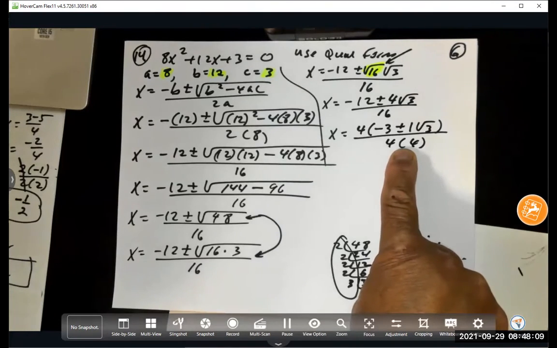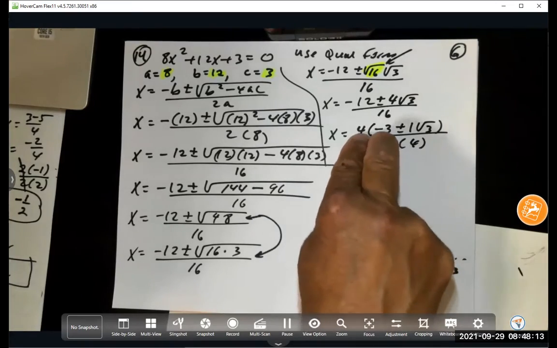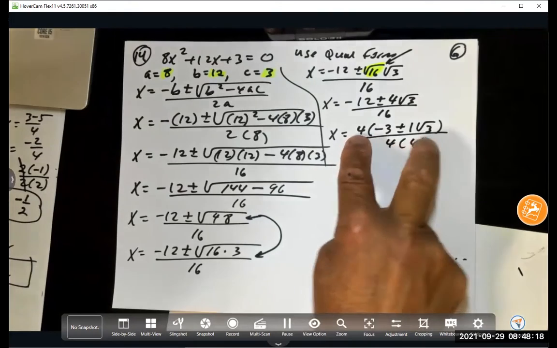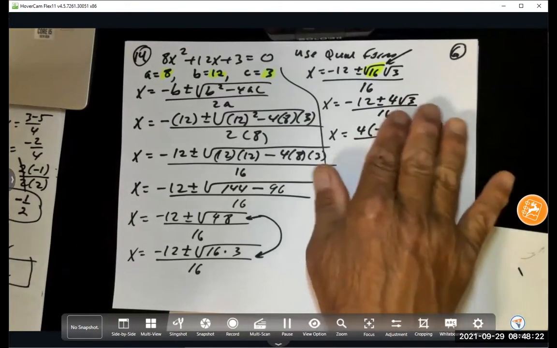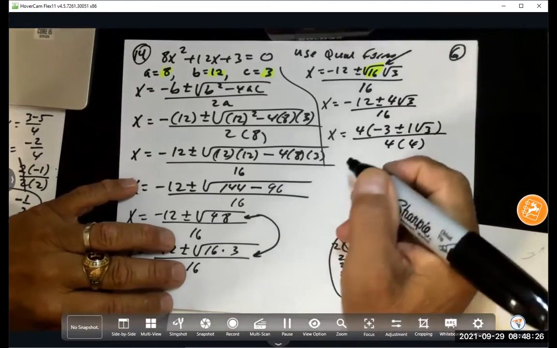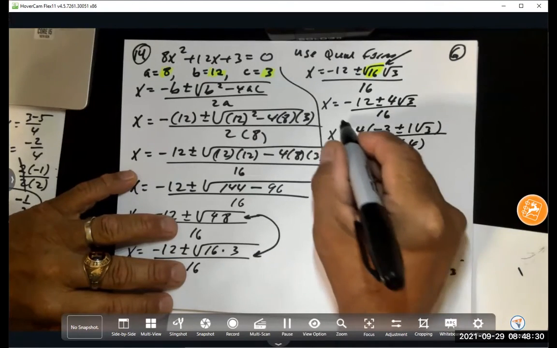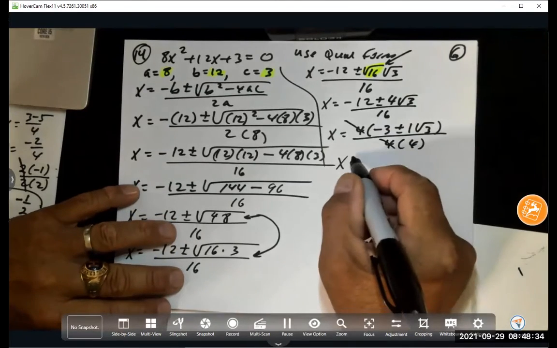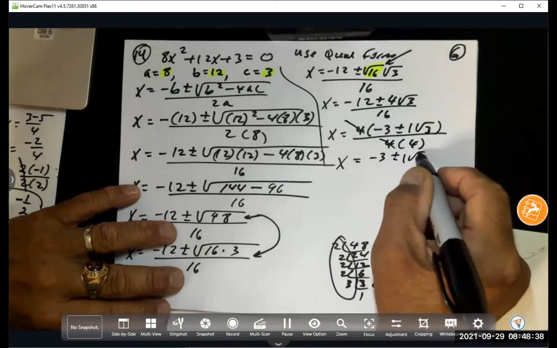And if I go 4 times negative 3, is that negative 12? Yes. And is 4 times 1 going to give me a 4 up here? Yes. Okay, so that's the same. Now, on the next step, you're going to say, well, I can cancel something out. What do you think you can cancel out? Do you think you can cancel this one and this one? Is that possible? Yes.